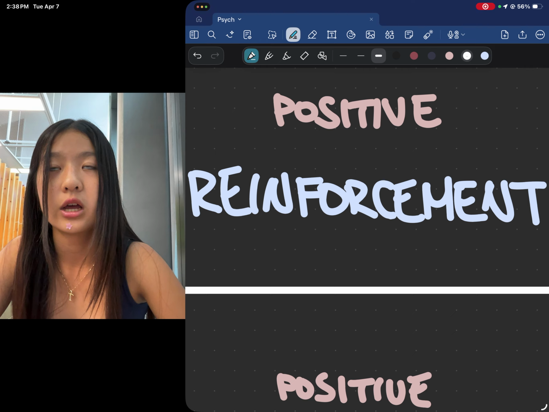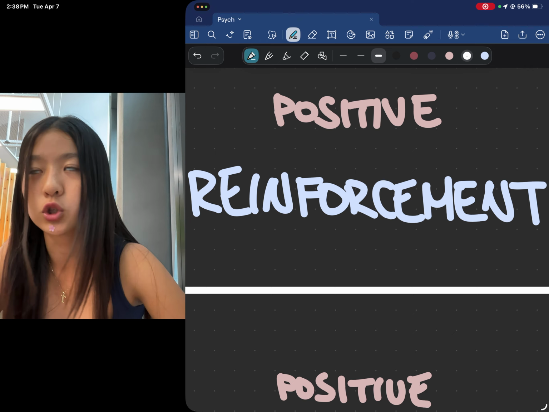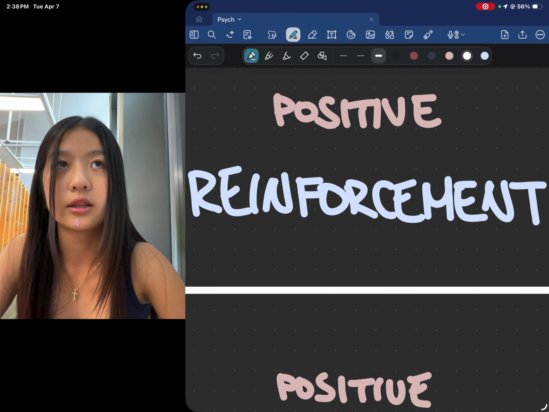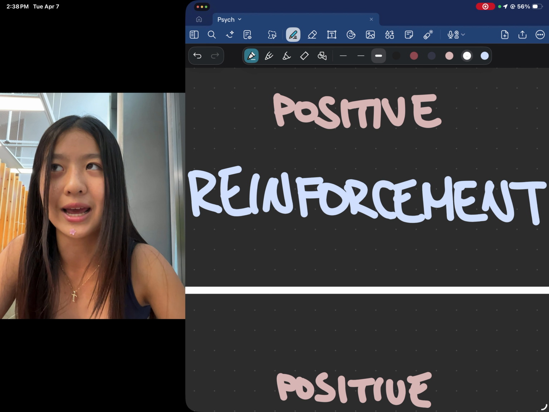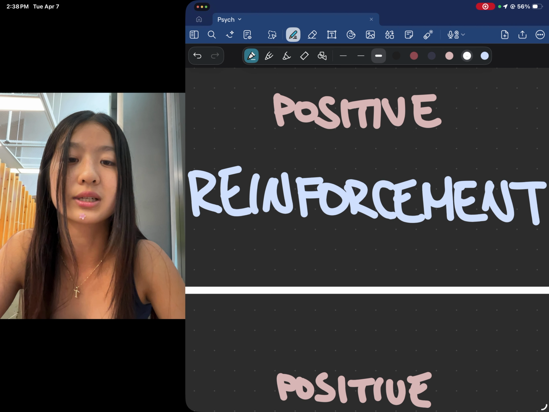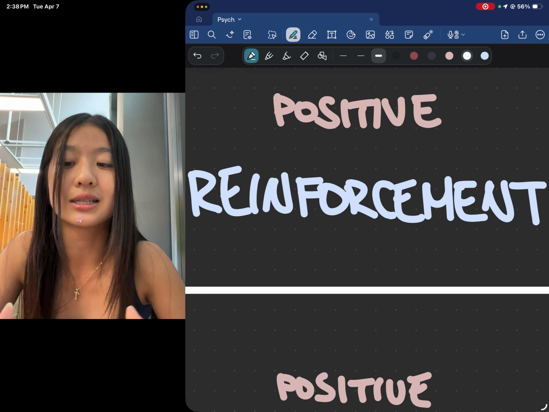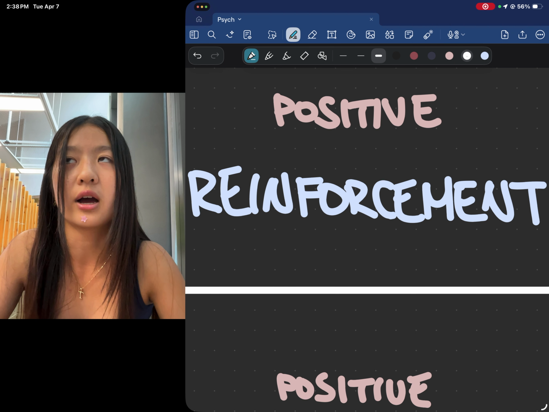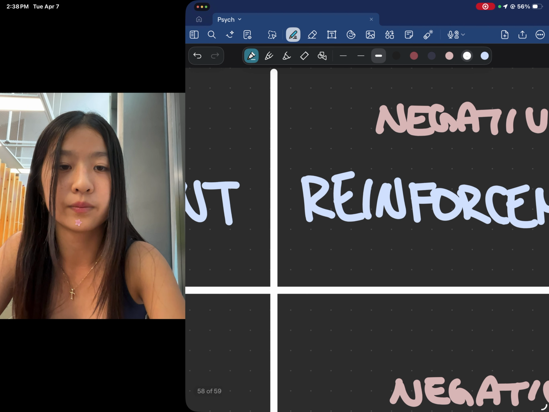For example, if you do the chores, you get a certain amount of pocket money, right? So in this case, the behavior that you're trying to repeat is doing the chores, and the stimulus that you are adding is pocket money. So you're trying to achieve the outcome by adding pocket money.